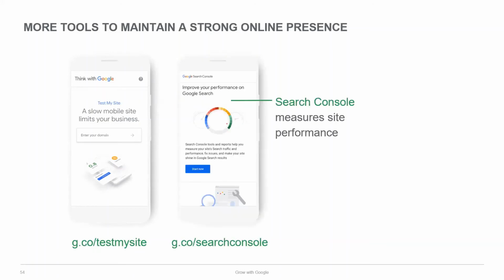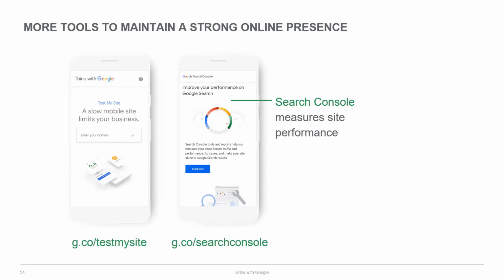Another tool that can help your website appear in organic search results is the Google Search Console. Search Console helps you monitor and maintain your website's presence in Google's organic search results on all devices. Here are some things that you can do with Search Console. You can make sure that Google can access your site. You can submit new content and remove content you don't want shown in your search results. And you can monitor your site for problems.